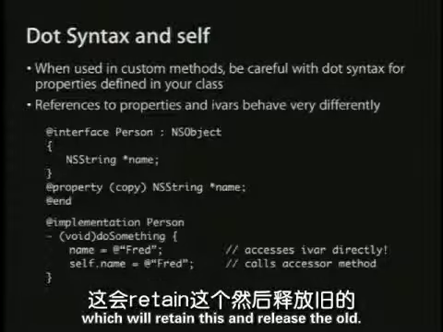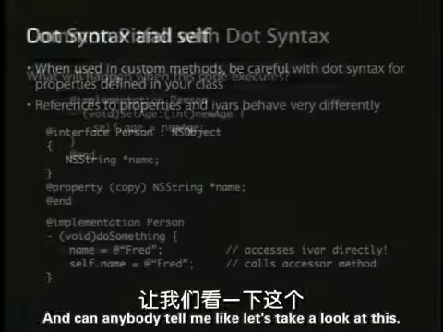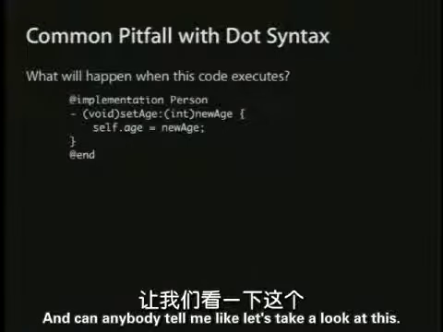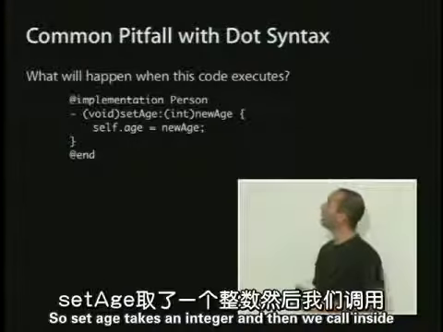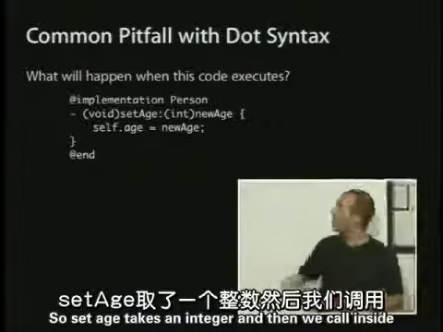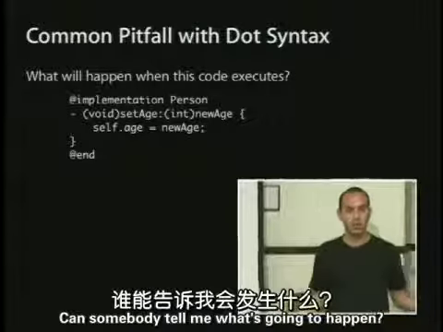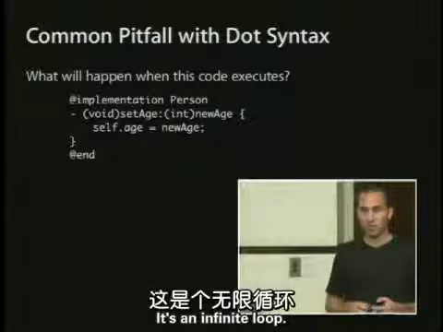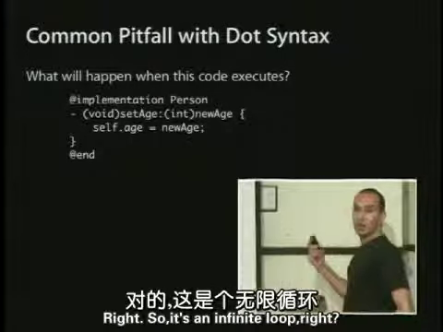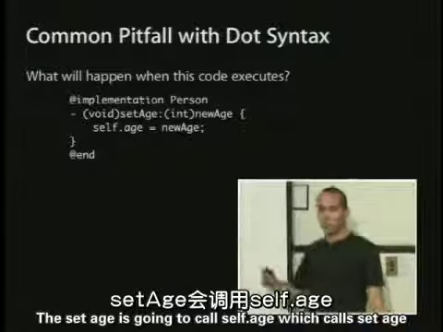So here's a case where I've got some method called doSomething. If I have this instance variable called name and I have a property called name, if I say name equals Fred, that's going to access the instance variable directly. If I say self.name equals Fred, it's going to call the synthesized setName method, which will retain this and release the old. So be conscious of when you're using this.